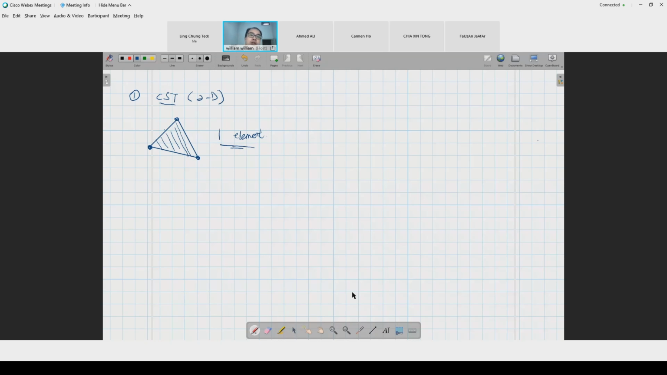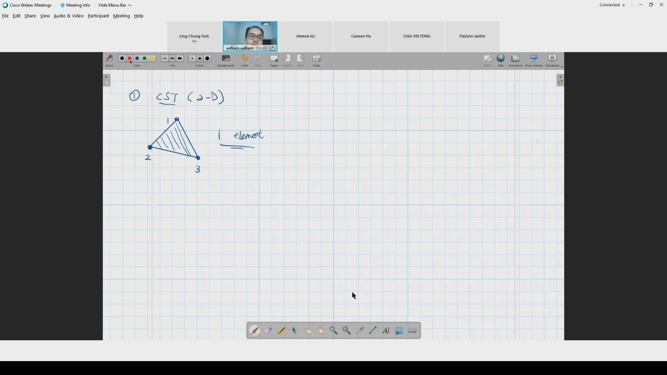Once we know what type of element we are dealing with, a 2D element with 3 nodes, so a 3-noded CST element, let's label the nodes. I'll call them node 1, node 2, node 3. That's the next step that we would do.